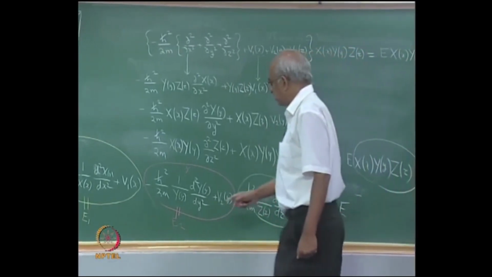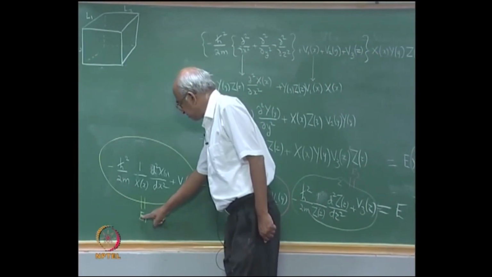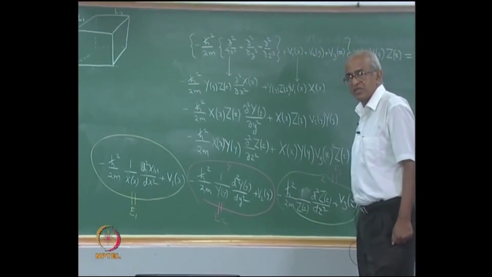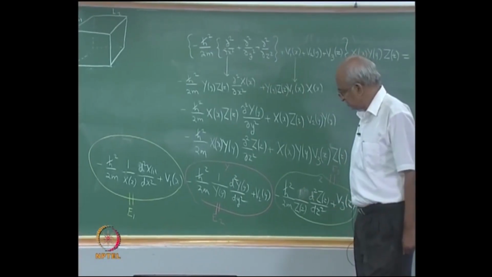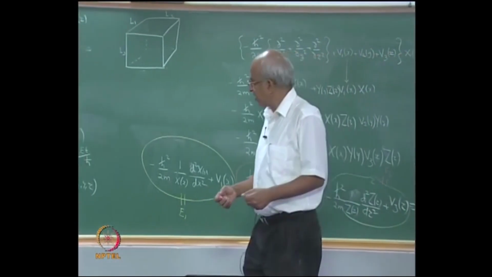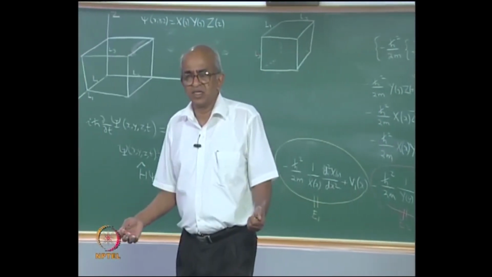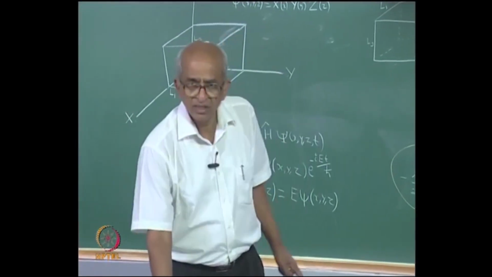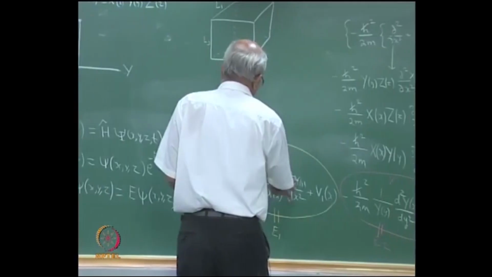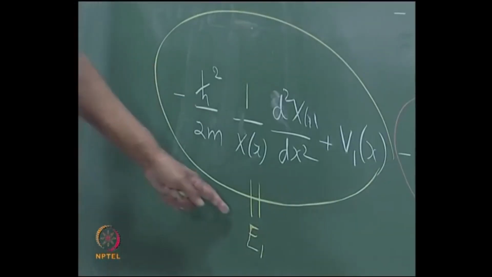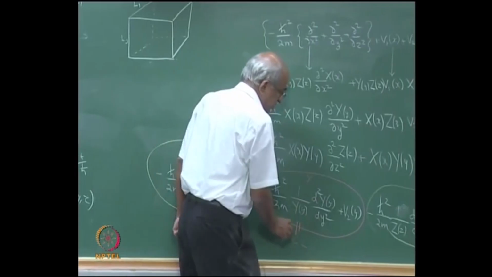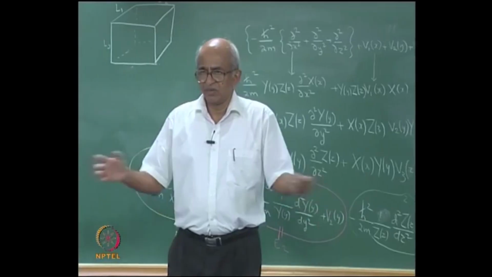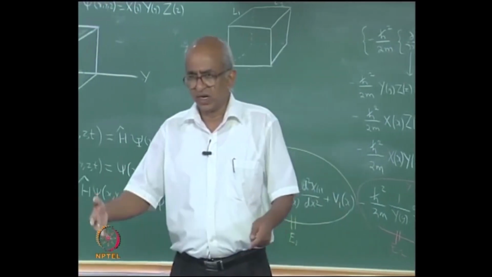And further these constants must be such that E1 plus E2 plus E3 must be equal to the total energy of the system. That is how it should be. So, look at what has happened. I had a partial differential equation involving three variables, but now I have three separate equations, right. What are the three separate equations? This must be equal to a constant which I call E1, this must be equal to another constant E2, and this must be equal to a third constant E3, and the sum of these three constants must be equal to the total energy of the system.